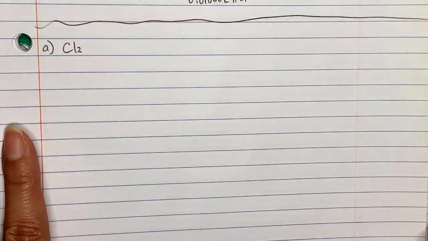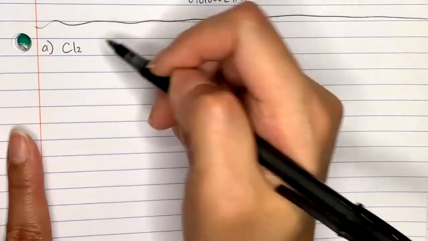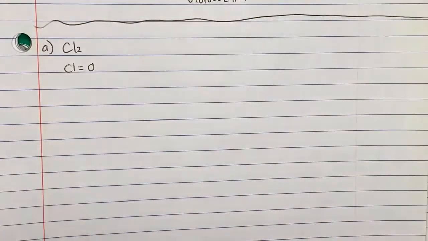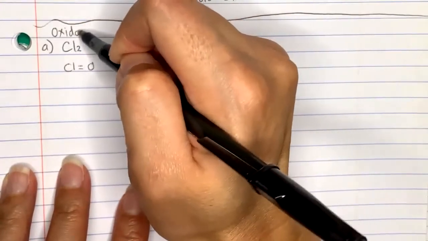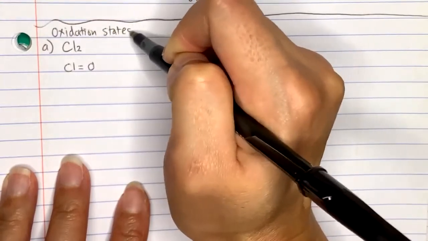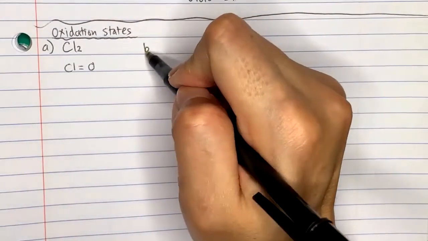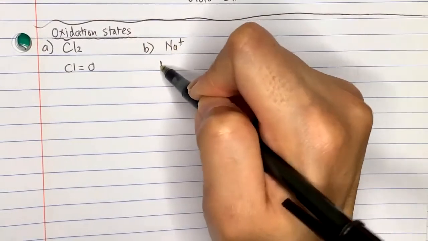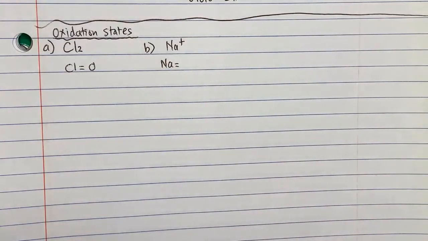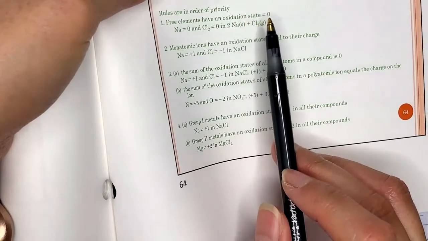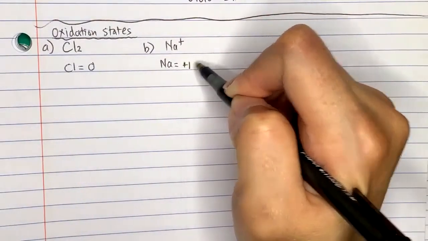What's the oxidation state of Cl in Cl2? There are 2 Cl's in there, both of them are the same. Each Cl is going to be 0. Why is it 0? Because it is a freestanding element by itself. All right, so let's do the next one. The next one is Na positive. What's the oxidation state for Na positive? Remember the rule, I'll show you the rule. That was a free element, oxidation state 0. Monatomic ions have an oxidation state equal to the charge. So that one is going to be +1, okay?